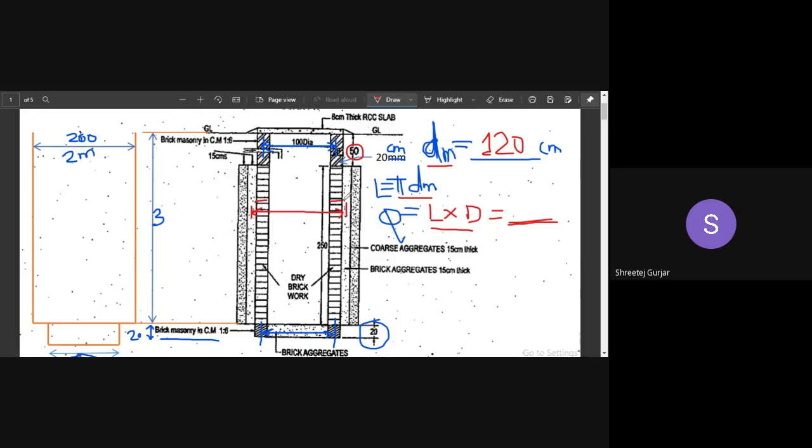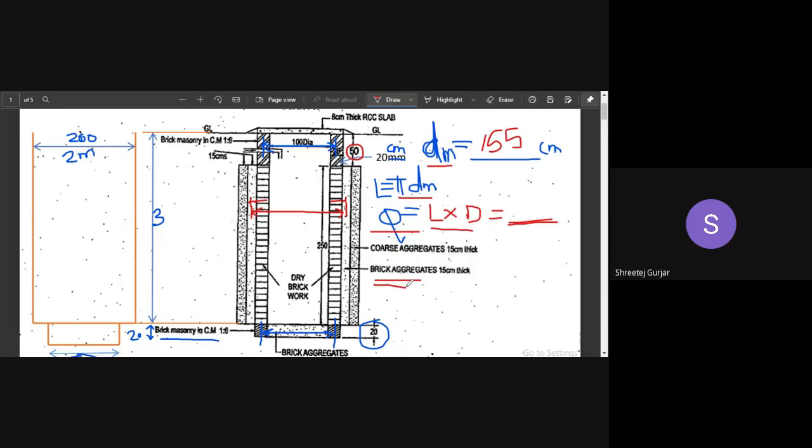140 plus this 15 by 2 plus 15 by 2, so 140 plus 15 is 155. So this will be 155, and then the height. What is the height? Same, 250. So similarly, you can get the quantity of your brick aggregate layer.